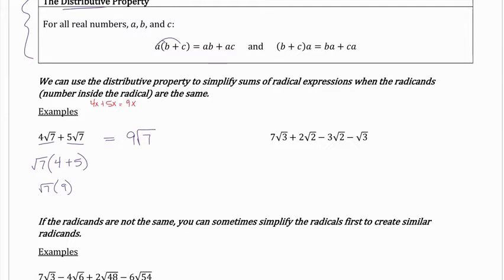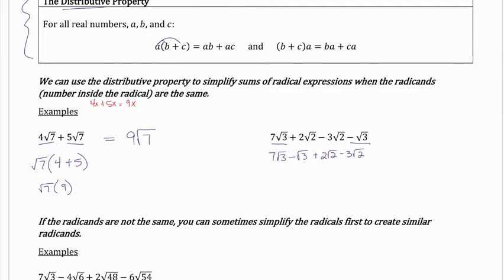Okay, same thing here on this next one. I can group together the ones that have the common radicals, right? So we've got 7 radical 3 minus radical 3. I'm just going to reorder these by the commutative property. And then plus 2 radical 2 minus 3 radical 2. So now I've got my like terms grouped together.